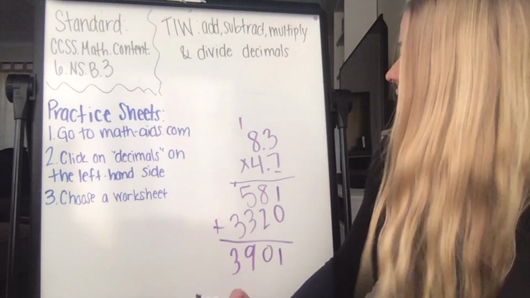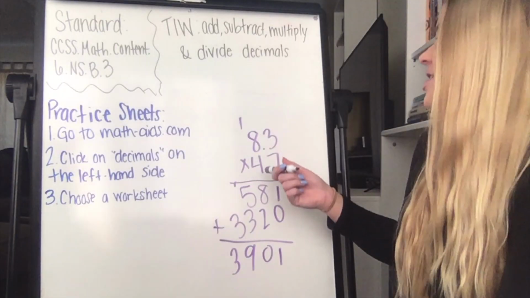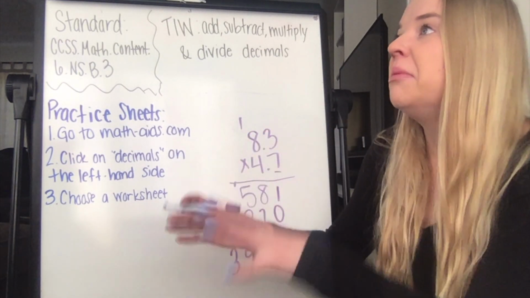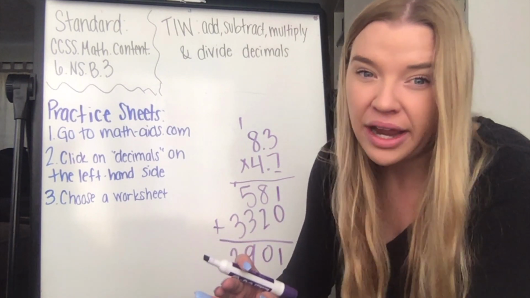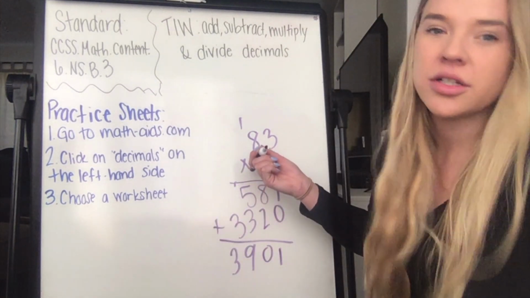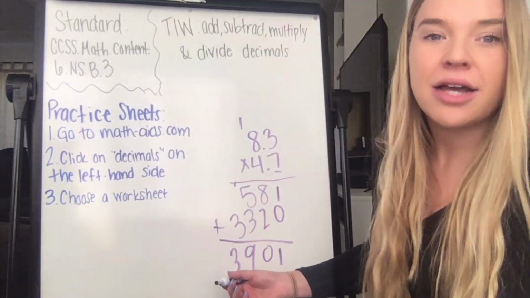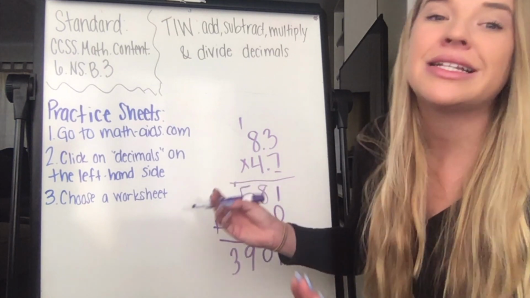But I'm not done yet, because if I'm making sense of this problem, that's kind of like 8 times 4 or 8 times 5, right? So I know that my answer should be about in between 32 to 40, right? Because that's a little bit more than 4. This 3,901, that's not right. That doesn't even make sense, right?